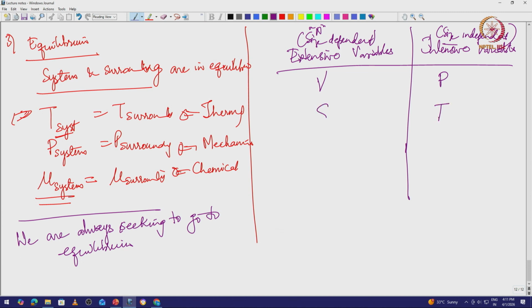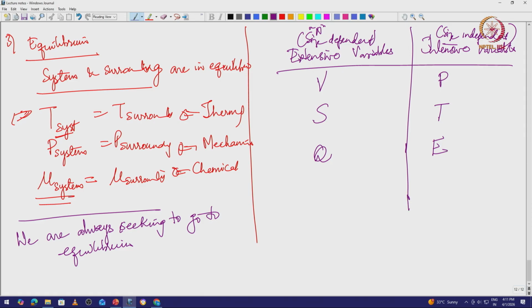Temperature, and I am going to write entropy, which we are going to see in the second law of thermodynamics. Then I have other variables, like if I apply an electric field, I am going to get some charge, and charge is an extensive variable, while electric field is not an extensive variable.